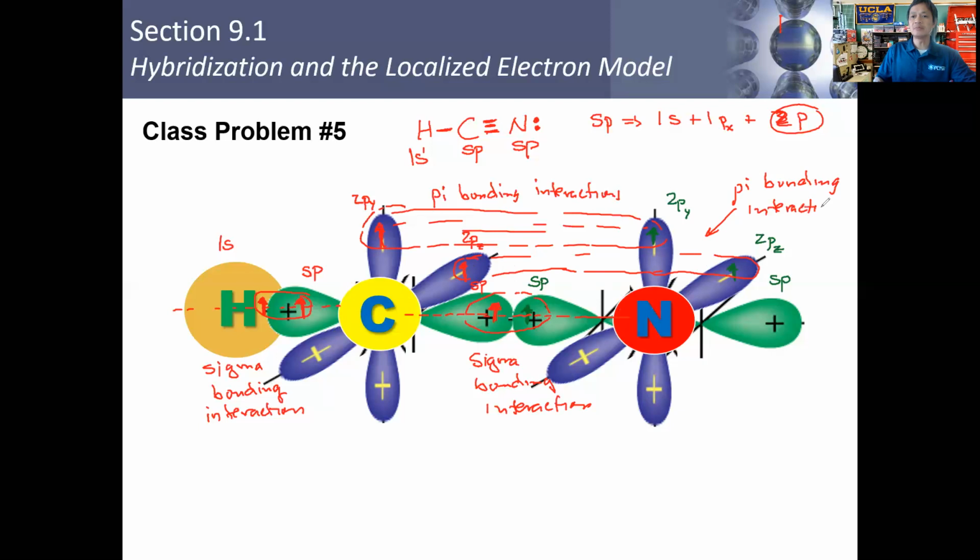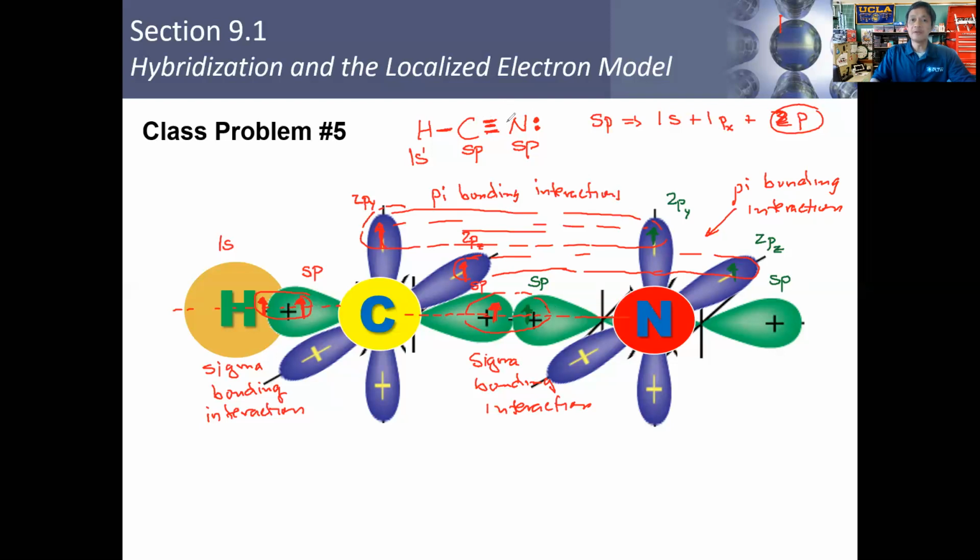Okay, so you then have two pi bonding interactions in this triple bond. In the triple bond itself, one of those pairs will be shared by a sigma bonding interaction. The remaining two pairs will be shared via a pi bonding interaction. So essentially with the triple bond, you'll have one sigma bond interaction and two pi bonding interactions. And so that's how we can account for this triple bond here. We can characterize this bond between carbon and nitrogen as a triple bond.